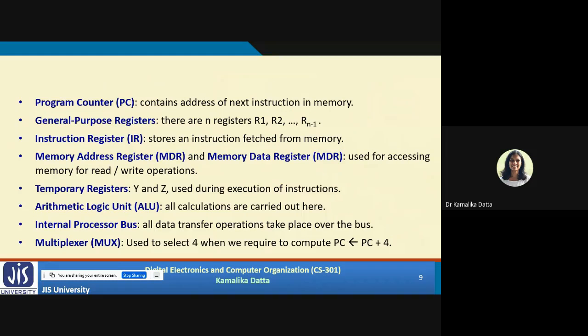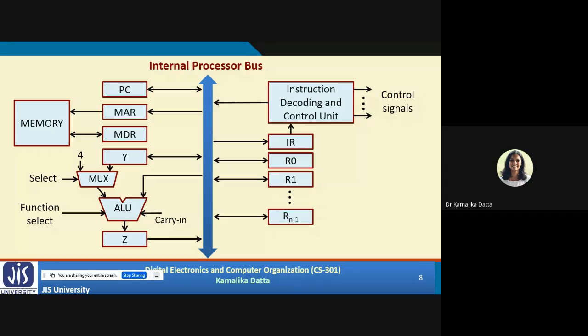This I've already discussed. What is program counter? What are general purpose registers? What is instruction register? What is MDR and MAR? And temporary register, arithmetic and logic unit, internal processor bus, and multiplexer. You know about all these things, right? Let me very briefly say about this in one go, very quickly. Anytime you want to execute an instruction, the content of PC must move to MAR, and then we activate the read control signal. After the entire instruction is read from memory, it is transferred to MDR, and from MDR it goes to IR, and then the instruction decoding takes place.